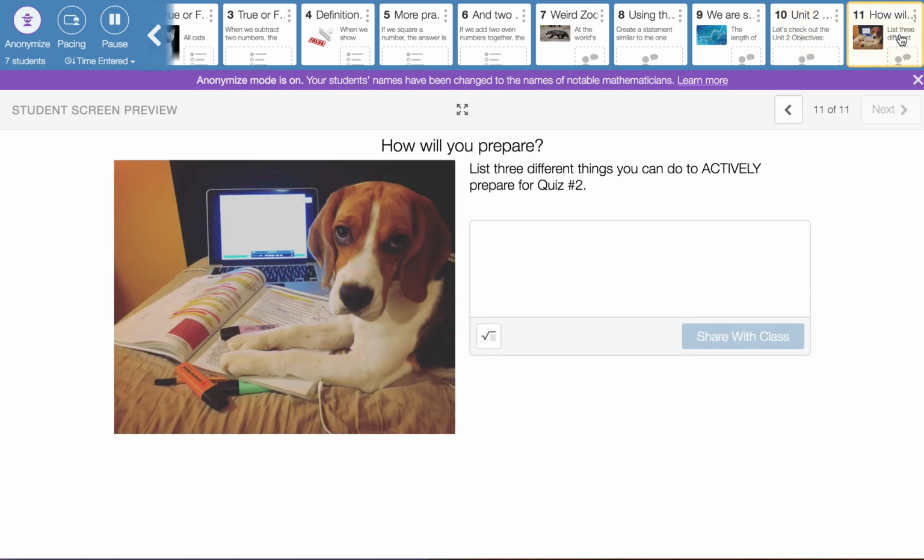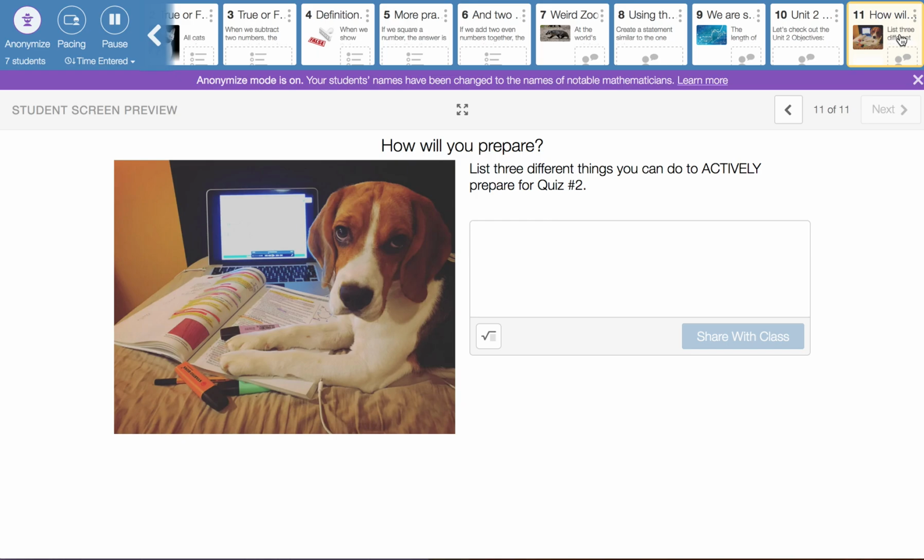And then this last one, how to prepare. I'm looking for active methods of preparing for quiz number 2. Sometimes students tell me, I'm going to look over my notes. And that's nice, but it's not terribly active. You want to think about, what will I ask you to do during a quiz? I won't ask you to demonstrate how great you are at looking over your notes, but I will ask you to solve problems.